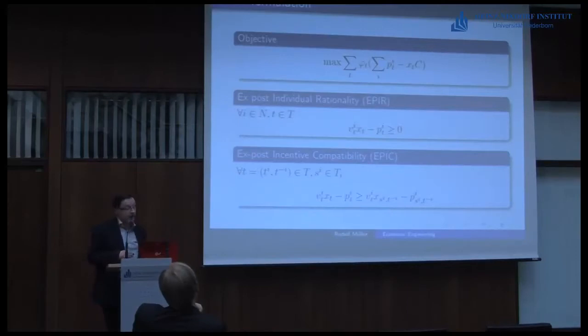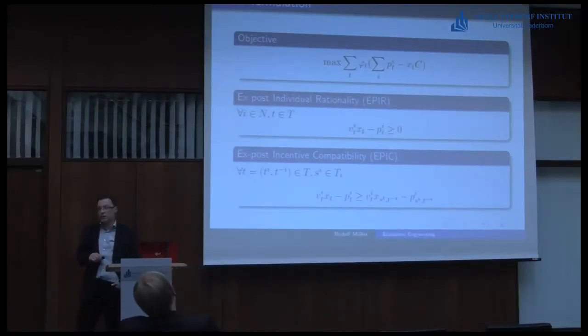And here is ex post incentive compatibility. It means I shouldn't lie. For every type of every agent, for every type profile t_i and type profile of the other agents, and an alternative report that agent i could make, the utility that he has from the truthful report, leading to the decision x(t) and the payment p_i(t), is larger or equal than the value that he would have if he would pretend to be of type s_i. So these are our constraints.